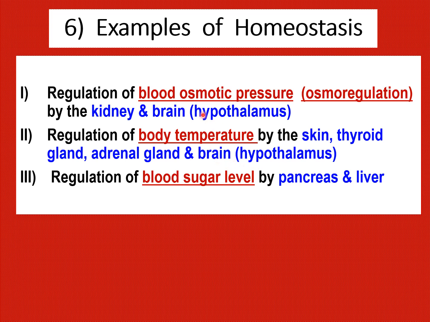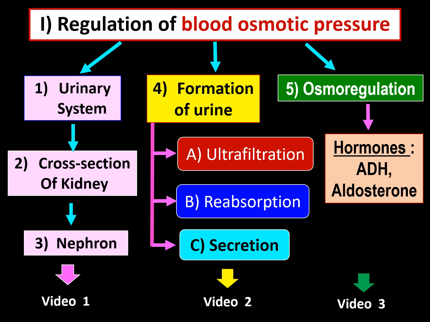And for the brain, the hypothalamus is involved in the control of blood osmotic pressure and body temperature. Now, number 3, regulation of blood sugar level. For this one, the brain is not mentioned. It's just the 2 organs, pancreas and liver. So we'll start by discussing regulation of blood osmotic pressure. So we're going to study the regulation of blood osmotic pressure.